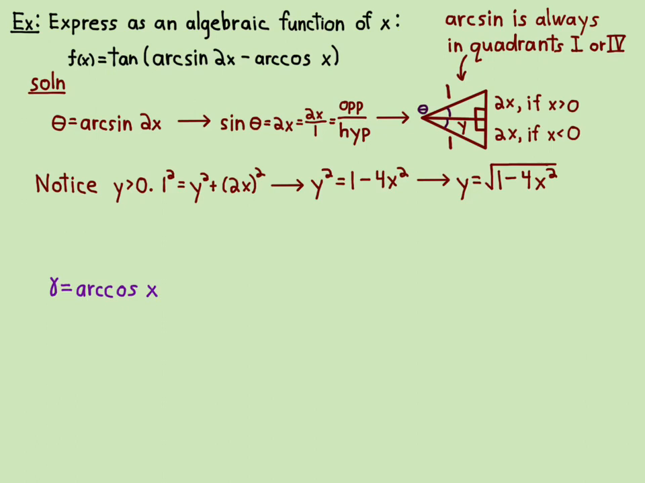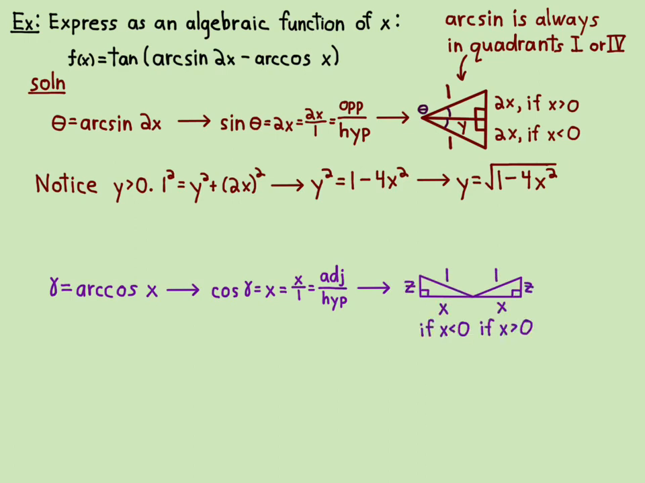Now I have another triangle for the second angle, which is arc cosine x, because that's probably not in the same triangle, right? So I set gamma, or you could use a b or letter b or whatever, but I use this Greek letter gamma equals arc cosine x. And that means I'm going to do the same thing. So cosine gamma equals x. That's x over 1. And cosine is adjacent over hypotenuse. So I draw a triangle adjacent over hypotenuse with x. X could be positive or negative. It's going to be in one of those two. The z will turn out it has to be positive.